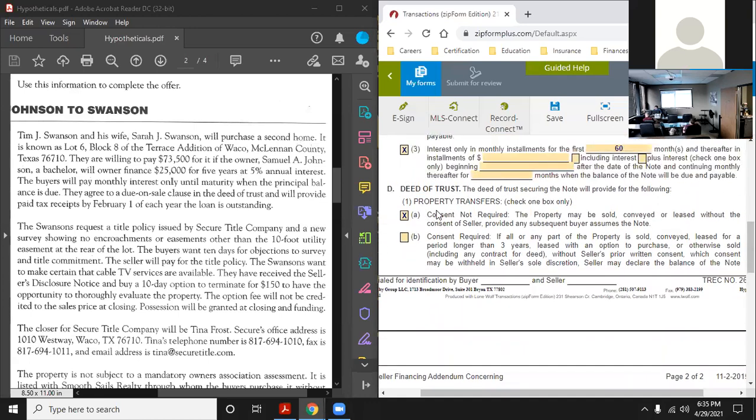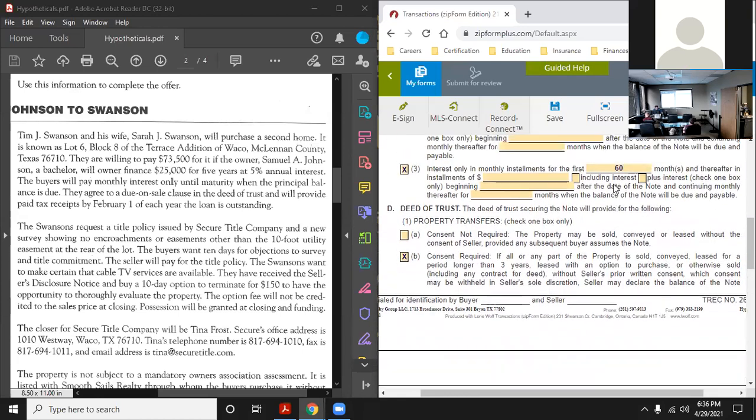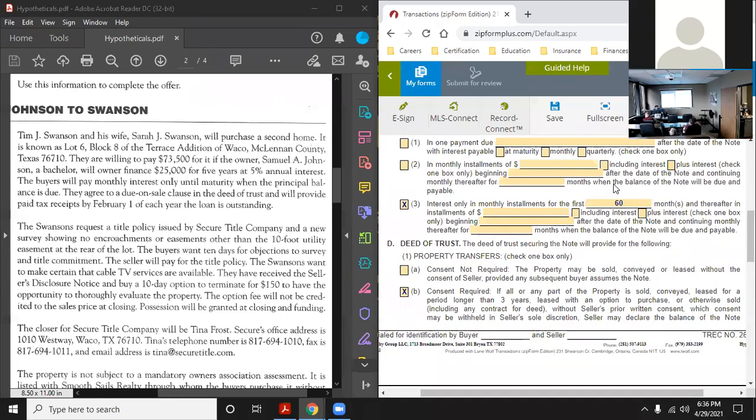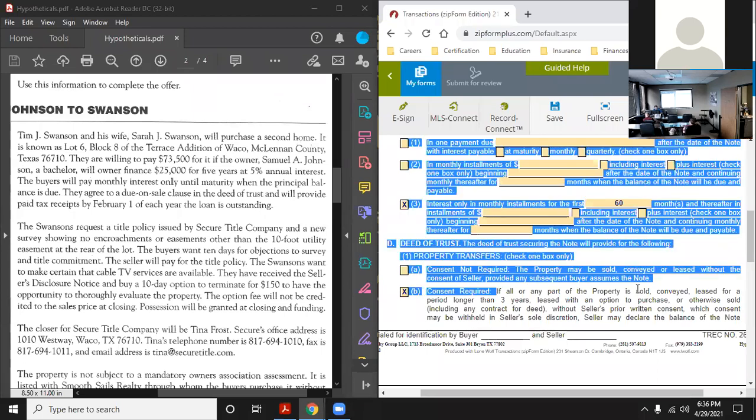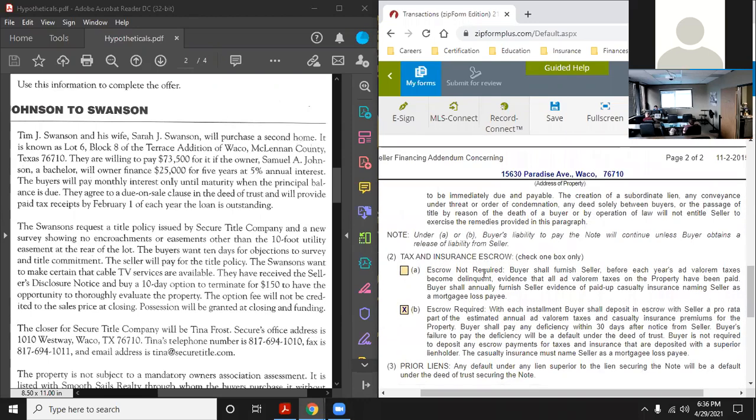The deed of trust consent's not required, so the property may be sold, conveyed, leased without the consent of the seller. It's either A or B. If you require that the seller, since he still has an interest in the property, because even though you own it, you're still paying him your kind of mortgage. If you were to sell it or sell part of the property, you would have to okay that with the previous seller because you still owe him money. That's basically what this consent is asking.